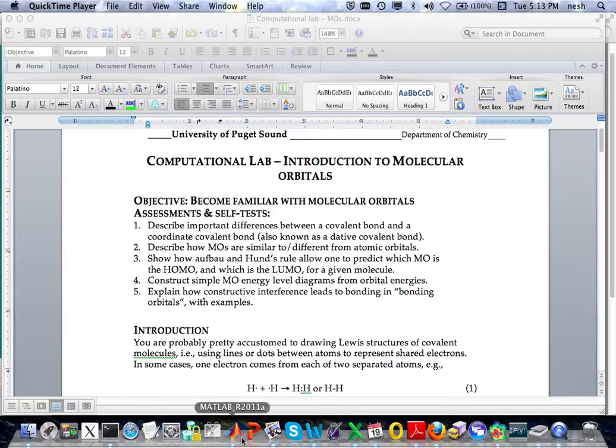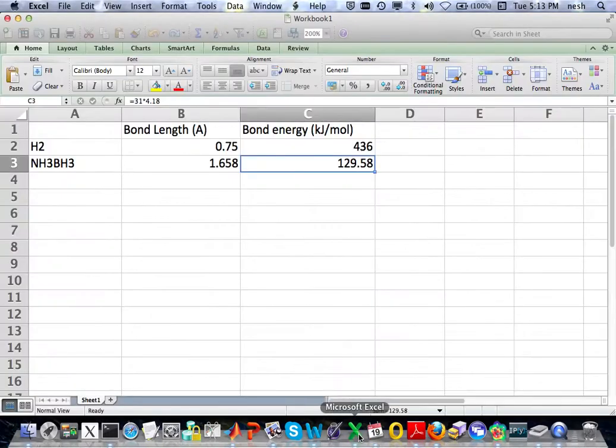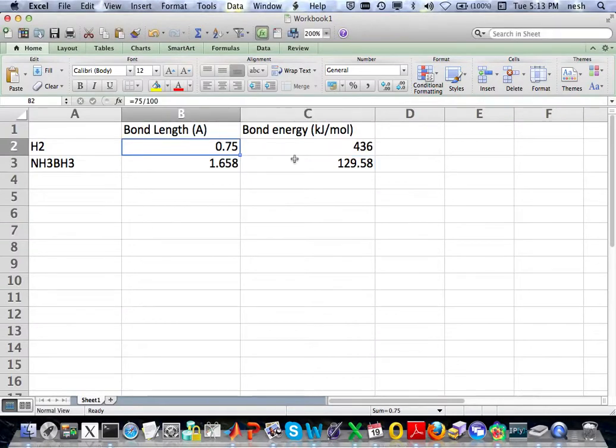And for that purpose, we have Table 8.2 in your text. And there's H-H, the bond length is 75 picometers. The bond energy is 436 kilojoules per mole. Now I've set up an Excel sheet that does this. And how did I get this 75? Well, as you can see, I took 75 picometers, divided it by 100, and that gives me the bond length in angstroms, and then I just entered that number there, 436.